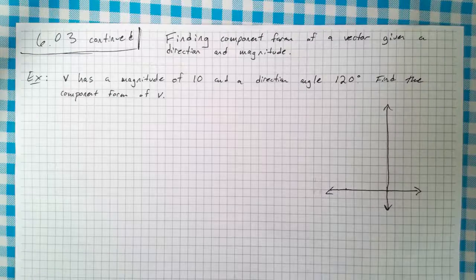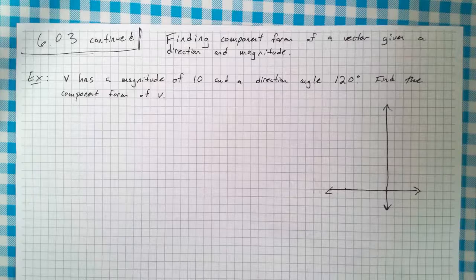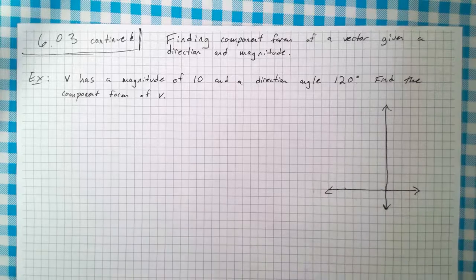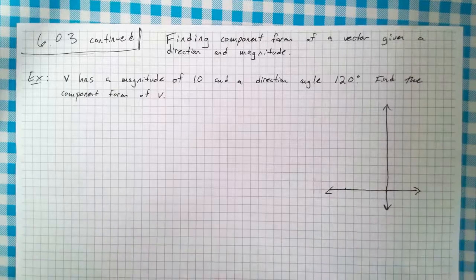Okay, moving on. Next example, we are finding the component form of a vector given its direction and magnitude. So there's two ways to describe a vector. You can describe a vector by giving its x and y coordinates, right? How far does it go horizontally? How far does it go vertically? You can draw that vector that way.